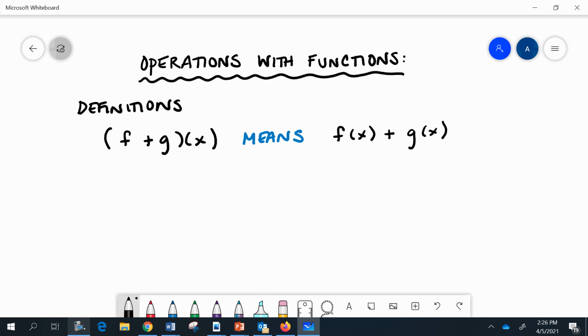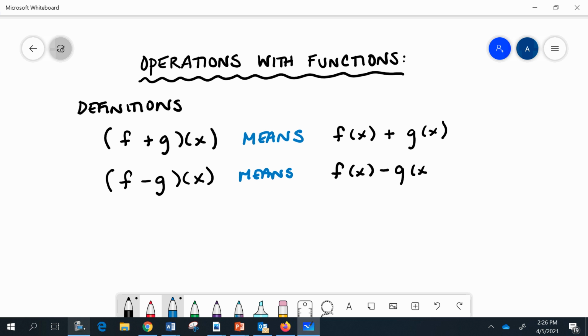All right, so the next operation that we talked about is subtracting. Suppose we have f minus g of some input x. Again, what this means is that we're going to take the f of x function and subtract the g of x function.